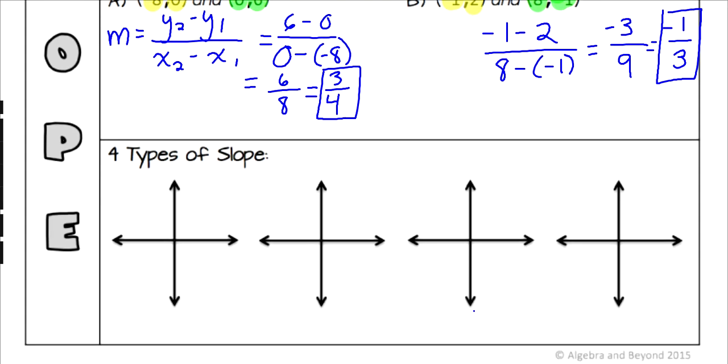Finally, let's just talk about the different types of slope you might come across. So you can see in those 2 examples we did above, we got a +3/4 slope and a -1/3 slope. So we have different kinds of slope, positives, negatives, and then a couple other situations. So a positive slope means that the slope is rising from left to right. So it would be some sort of linear function that rises from left to right. Okay, so that's a positive slope. Let's label that.